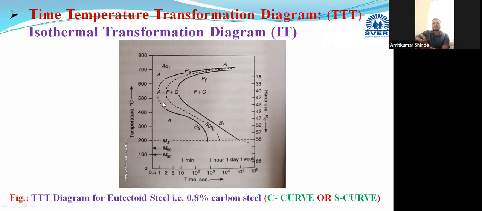In this temperature zone all samples are collected, and for all samples one constant temperature is maintained. Suppose 600 or 650 degrees Celsius, one constant temperature is selected. And now from this second furnace, at each specific time interval, one by one a sample is collected and quenched in brine solution or cold water. This is the cooling cycle.